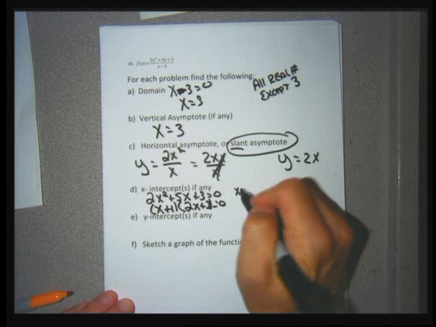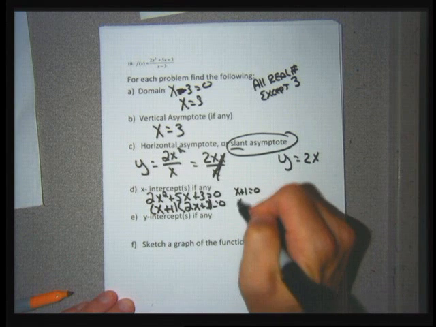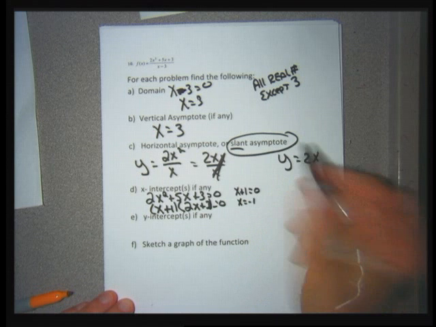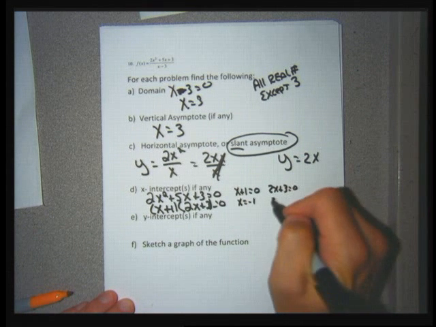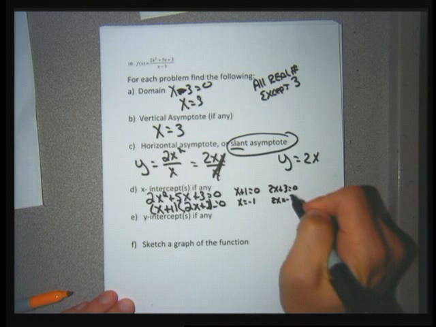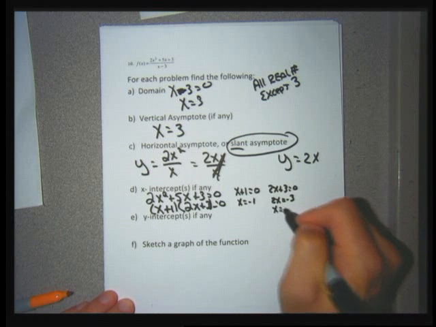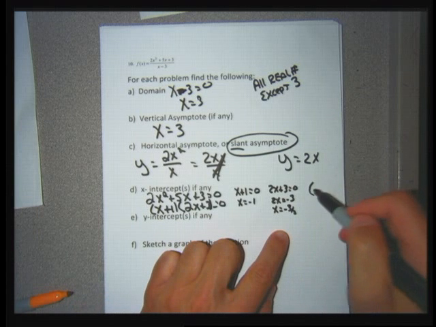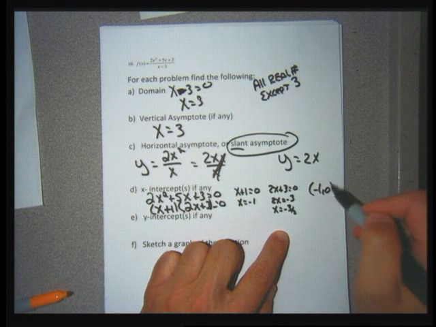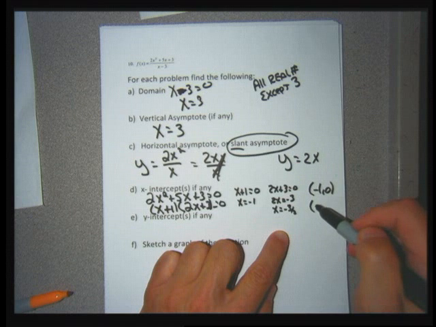I'll set the x plus 1 equal to 0 and get an x-intercept at -1. Then the 2x plus 3 equal to 0. Subtract 3 from both sides and get 2x equal to negative 3. Divide by 2, get x equal to negative 3/2, which is negative 1.5. My x-intercepts are going to be the points (-1, 0) and (-3/2, 0).